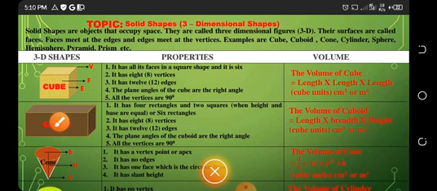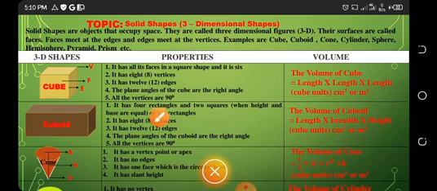Now, the next one is the cuboid, and it has similar properties to the cube. Here too, it has vertices. This is called a face. This line is called an edge. Now, let's look at the properties as well.